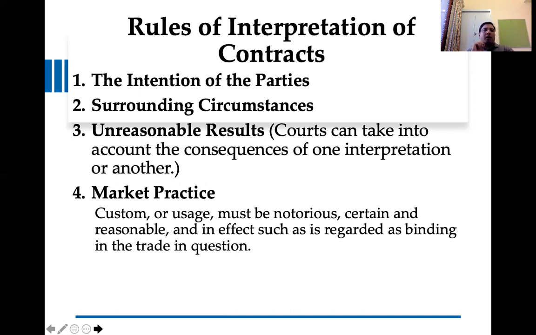Fourth, the market practice, custom or usage must be notorious, certain, and reasonable, and in effect such as to be regarded as binding in the trade in question while interpreting the contracts. Remember, this requirement is a very strict requirement. So the custom or usage must be certain and reasonable in order for it to play a role in helping judges in interpretation of contracts.